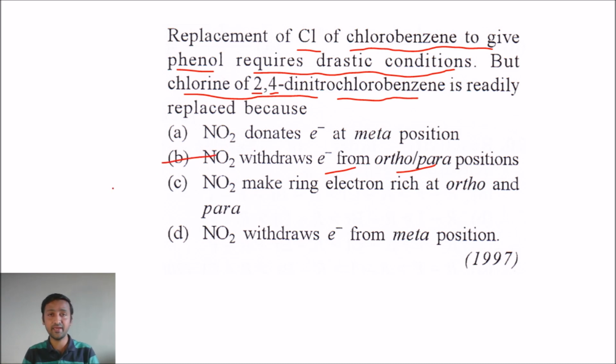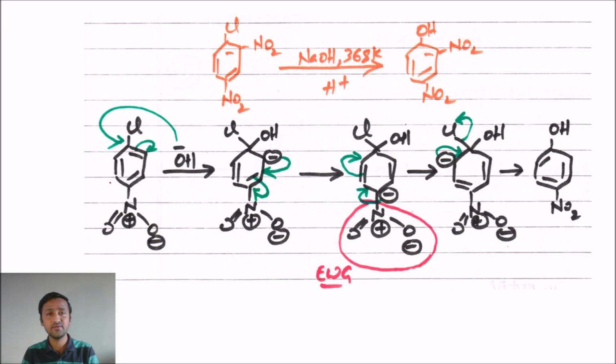Okay, this can be explained: why we take electron withdrawing groups only in ortho and para positions. And if we place NO2 in meta position, the reactivity will not increase. Okay, the reason you can explain by taking a reaction here. This is 2,4-dinitrochlorobenzene. Upon reaction with sodium hydroxide, it requires 368 Kelvin temperature followed by acidification, resulting in formation of 2,4-dinitrophenol.